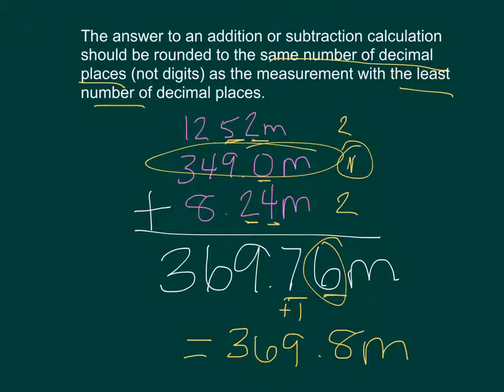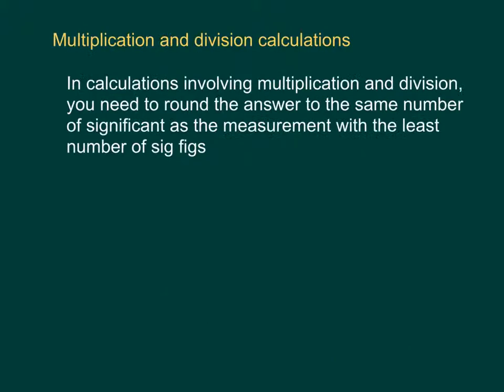So let's also now move on to multiplication and division. The rule is a little different. When dealing with multiplication and division calculations, it's going to be a little different. We're not going to worry about specifically places after the decimal, but significant figures in total. So we mostly do multiplication and division calculations in chemistry. It's important to remember both, but this is the one that you'll use a lot.